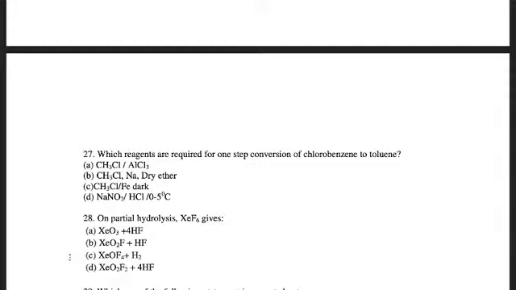CH3Cl, Na, dry ether. Question number 28. On partial hydrolysis, XeF6 gives: A. XeO3 plus 4HF, B. XeO2F plus HF, C. XeF4 plus H2, D. XeO2F2 plus HF. Correct. The answer is option D, XeO2F2 plus 4HF.